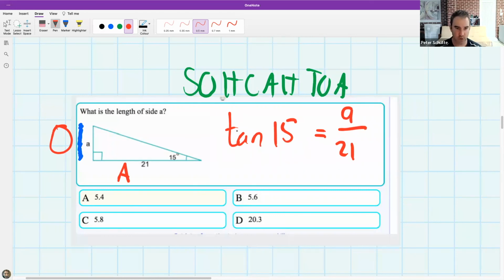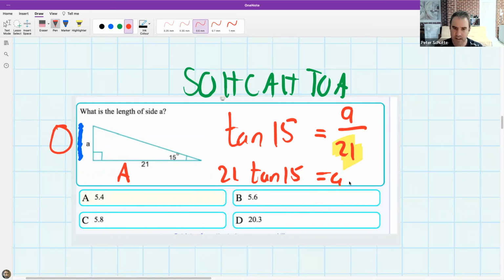And then we take that 21. So think about it again. We wrote down the ratio, A over 21, and then we're going to bring this 21 to the other side. And so we'll get 21 times the tan of 15 is A. And in our calculators, we type that 21 times the tan of 15, and we get 5.63, or 5.6 is going to be the closest one if it's to one decimal place. So 5.6. So the answer is going to be B.